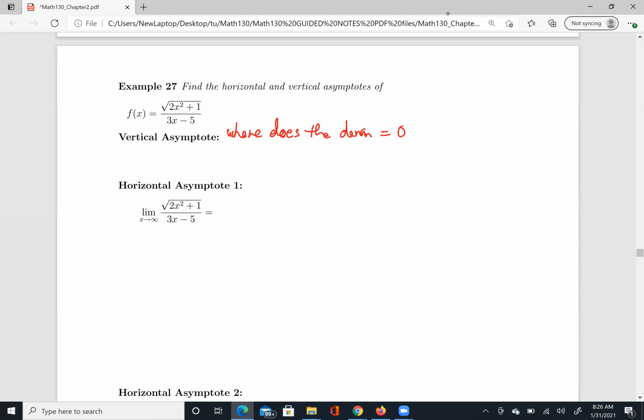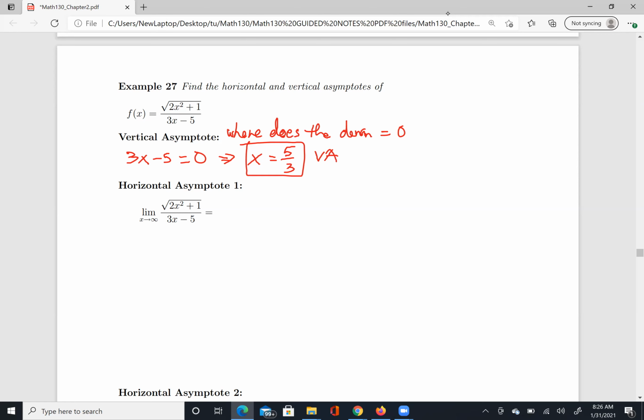So you can just say 3x minus 5 equals 0, right? You don't have to do any complicated calculation for this. It's going to be very easy: add 5 and divide by 3. Then you're going to have x equal to 5/3. That's going to be the vertical asymptote.